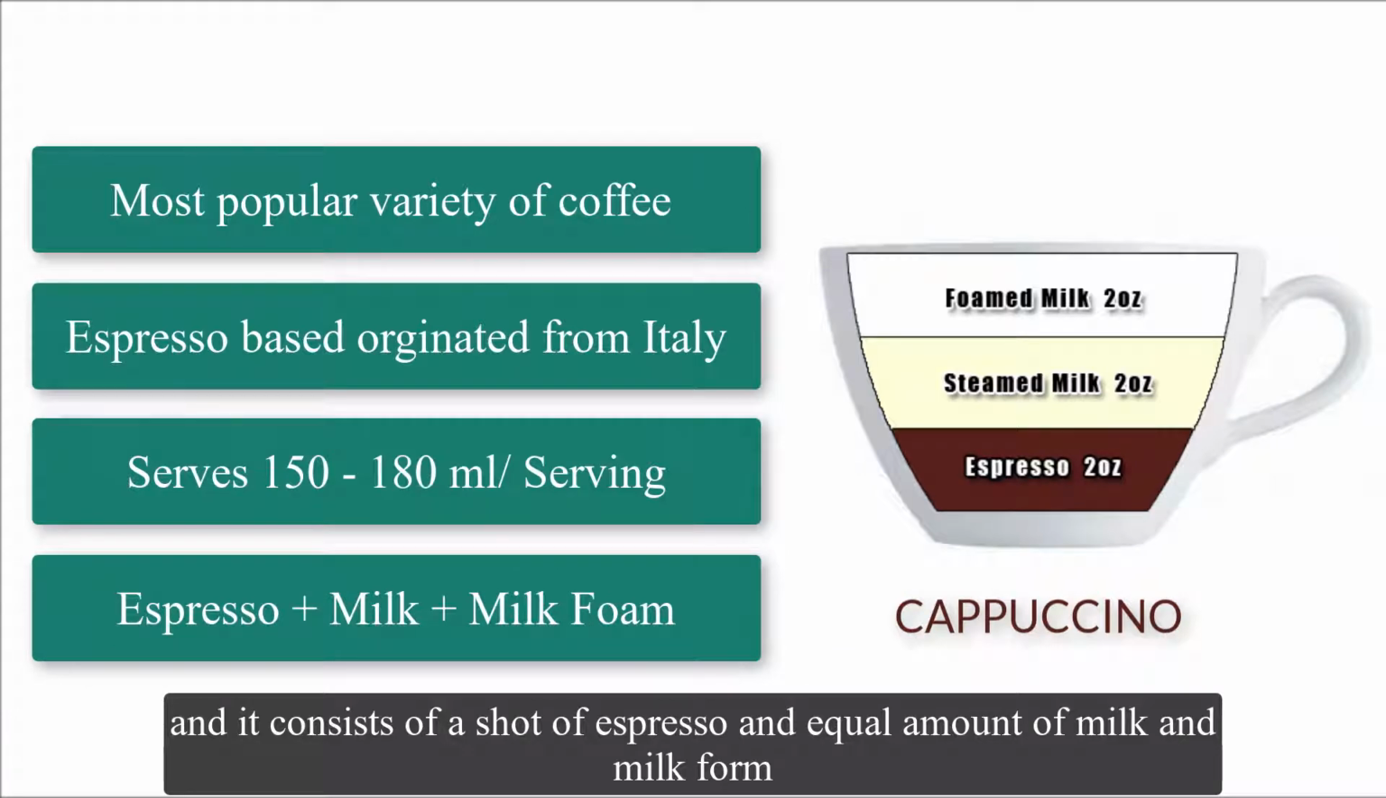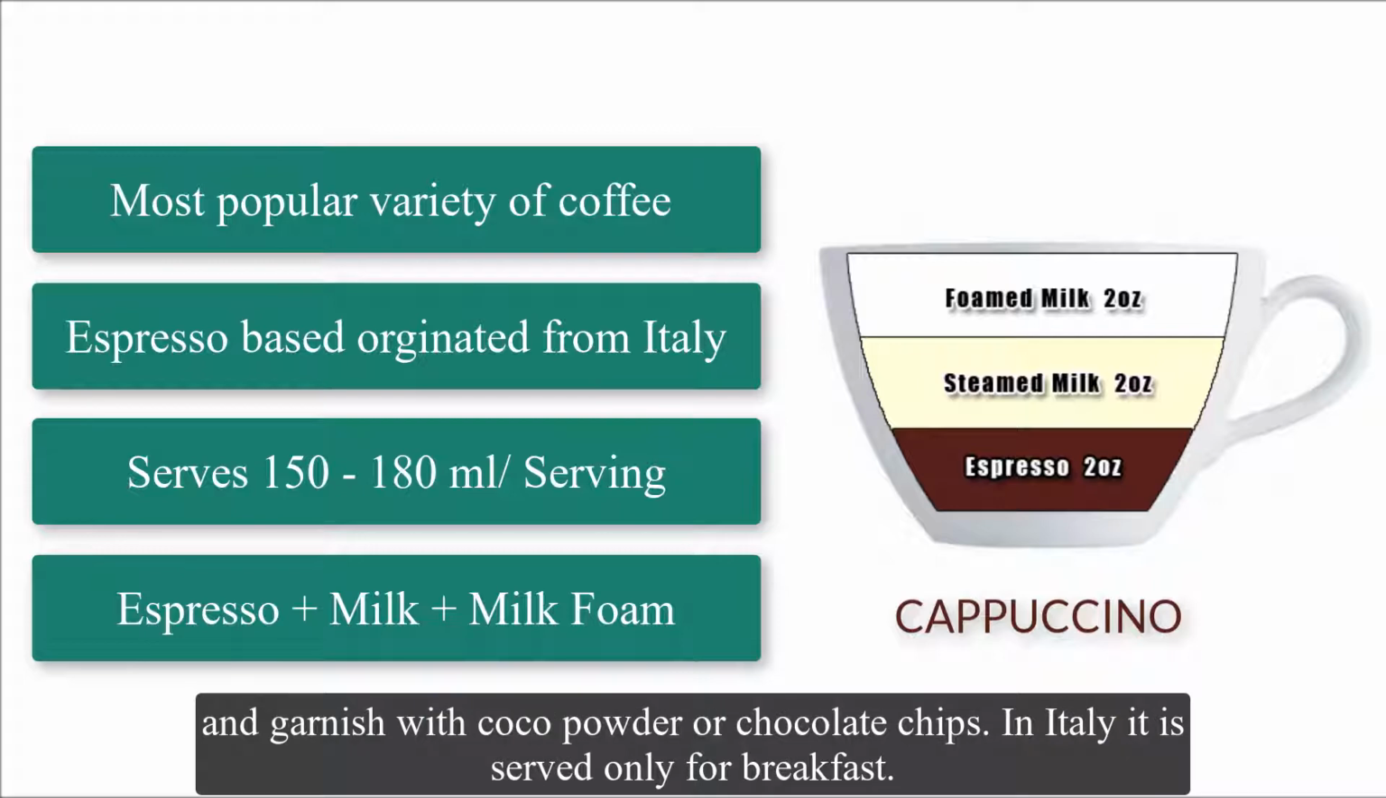In some organizations they are serving 60 ml of espresso and an equal amount of milk and milk foam, and garnish with cocoa powder or chocolate chips. In Italy, it is served only for breakfast.